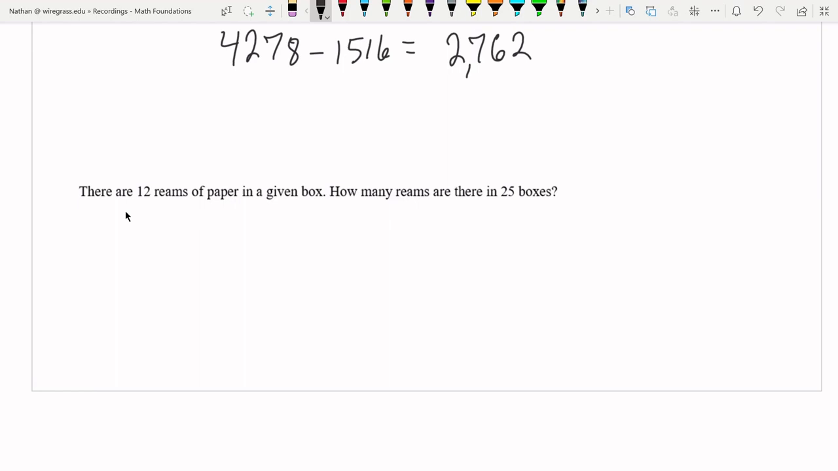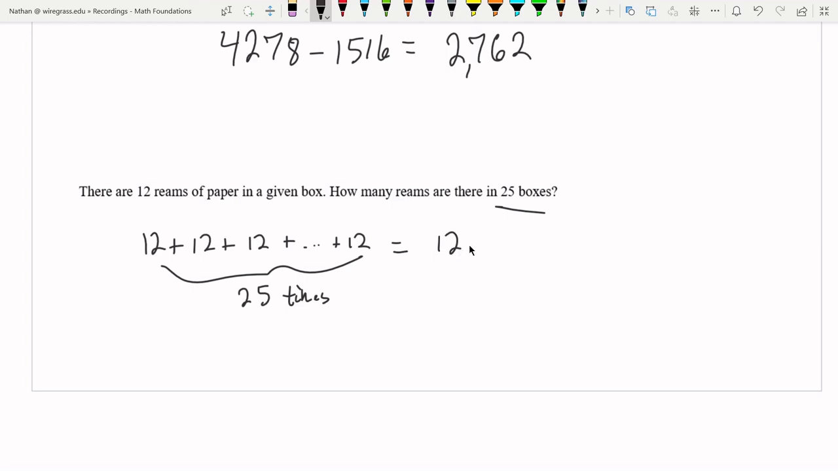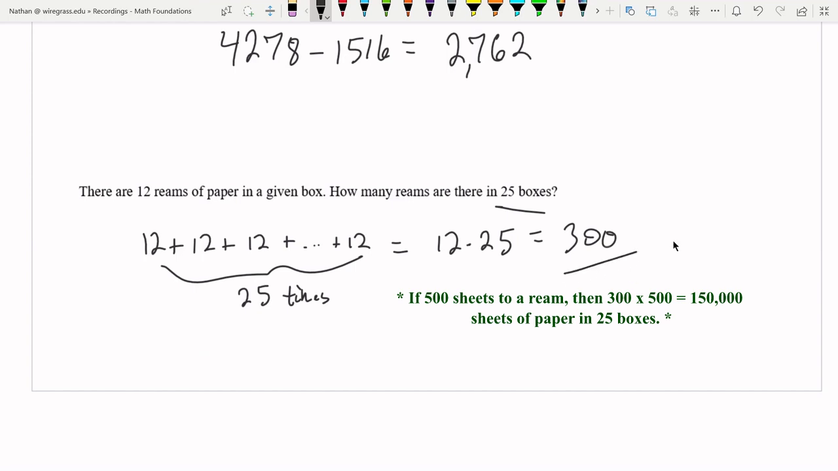Okay, finally, there are 12 reams of paper in a box. 12 reams is just a packet of paper in a box. And how many reams are in 25 boxes? Well, for each of these boxes is 12. So we can go 12 plus 12 plus 12 for each of the 25 boxes. But this is the same thing as 12 times 25. Okay, 12 times 25. I'm getting 300 reams.